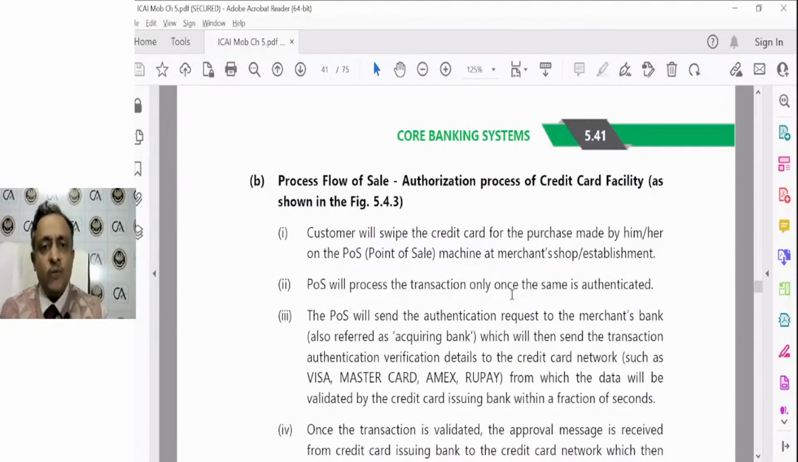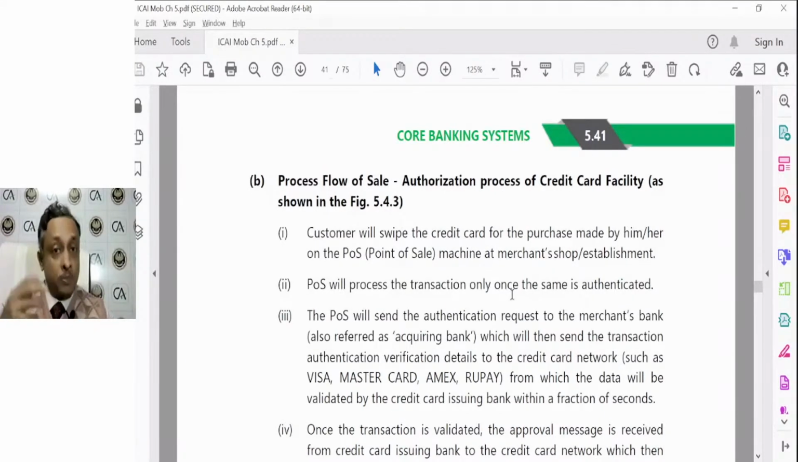Okay, then process flow: the customer will swipe the credit card for a purchase made by him or her on a point of sale machine at the merchant shop or establishment. We have talked again about the evolution of technology. Swipe is not a necessity. You can tap your credit card, so you have Wi-Fi enabled. Please update that, add that. Technology is there. So whatever is written is always good, but it's an evolving process. I want you to write in point one that now you have credit cards which are Wi-Fi enabled. Physical swiping is not there. You can tap it on the machine.